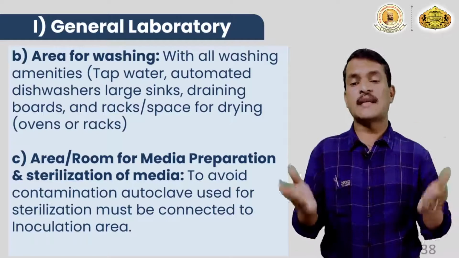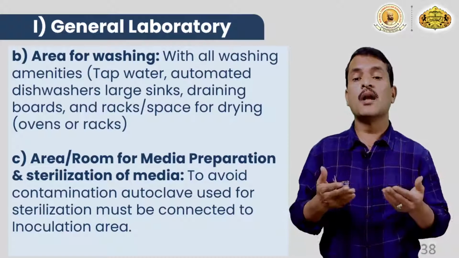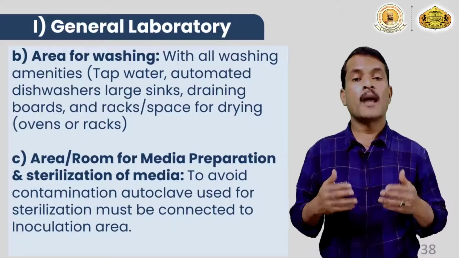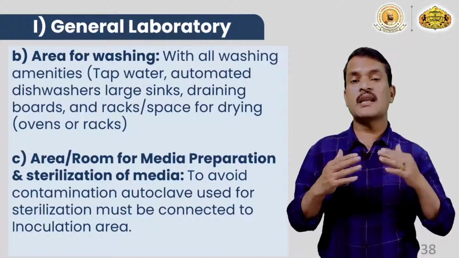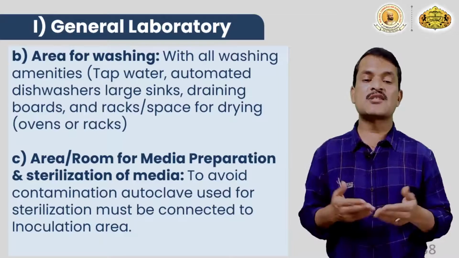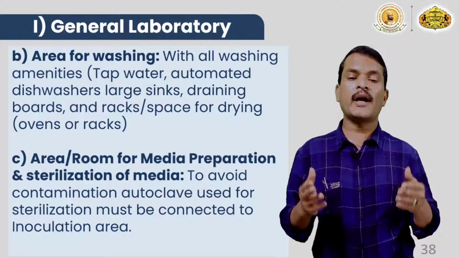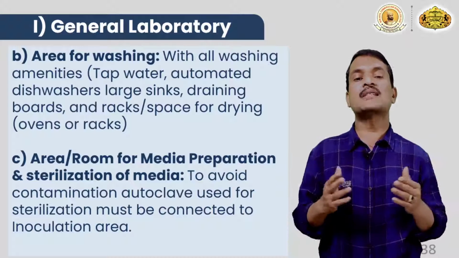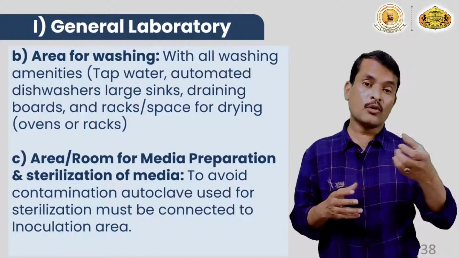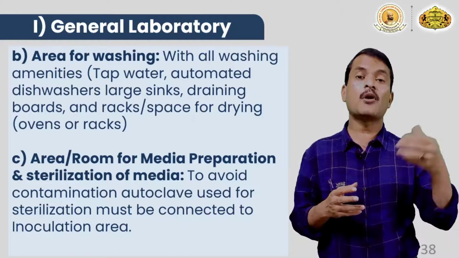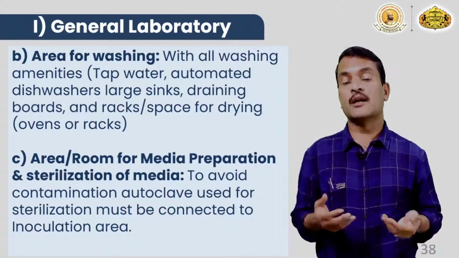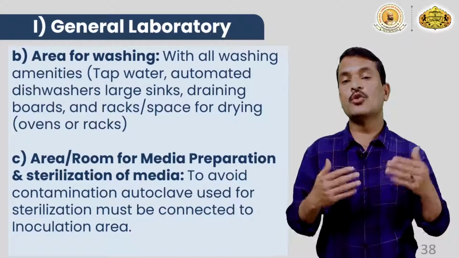Also you need a separate area. It is always better if you have a separate area for media preparation and sterilization. And if this area is connected with the inoculation room, that would be the best. That will decrease the chance of contamination. So to avoid contamination, the autoclave used for sterilization must be connected to the inoculation area. When you take media directly from near or very close to the inoculation room, that will be better, and the chance of contamination will decrease.